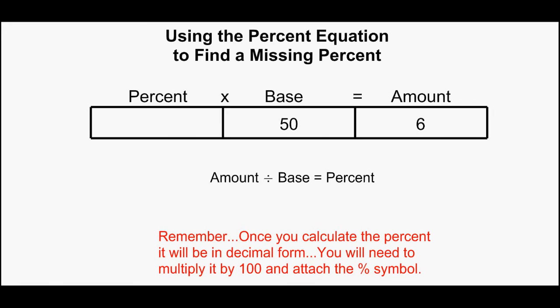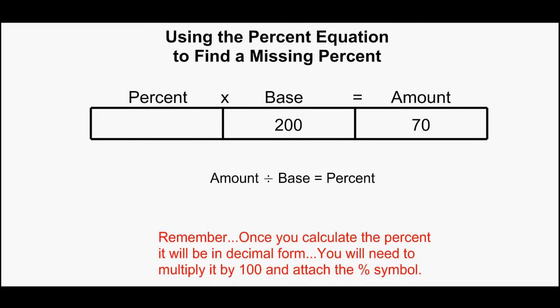The amount is 6, divided by the base, which is 50, equals the decimal form of the percent, 0.12. Multiply by 100, this equals 12, and attach the percent symbol. Our missing percent is 12%. 12% of 50 equals 6.